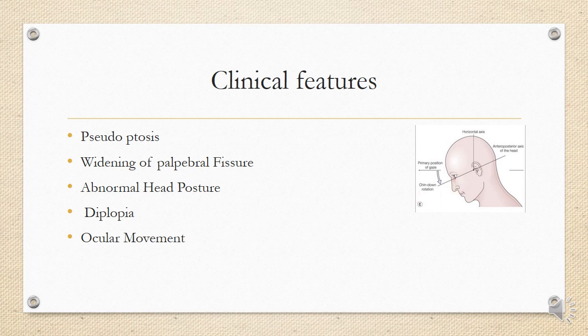And there will be ocular movements, so if you see, there will be overshooting or upshoot of an eye in elevation, and the patient won't be able to depress the eye in downward gaze, whereas when the affected eye abducts, the elevation will be much more when compared to adduction. So these are your clinical features.